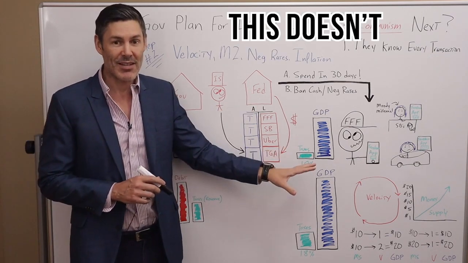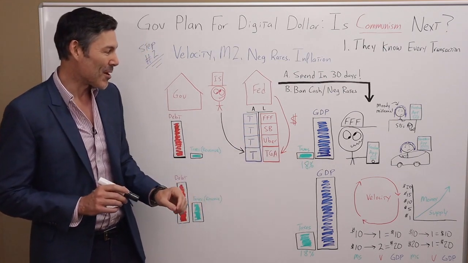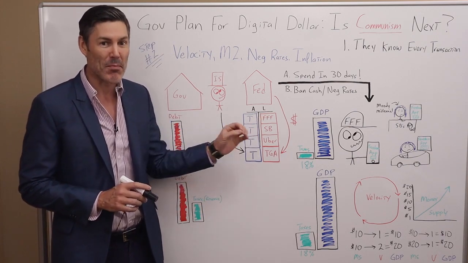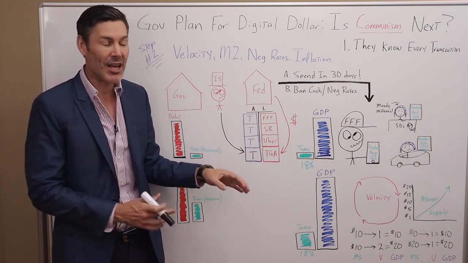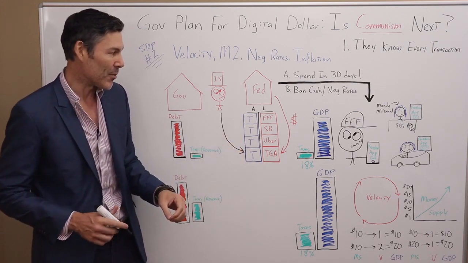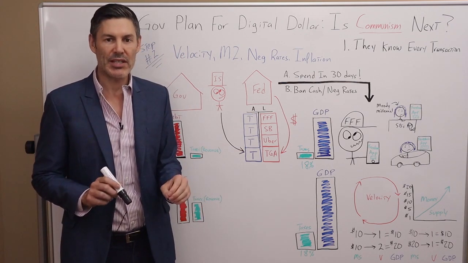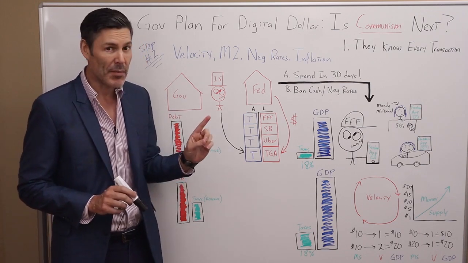It would be like a thermometer on the wall where they could just adjust it very easily. Of course, this doesn't account for the Eurodollar system, but that's a completely separate video. We'll just assume that this is a contained system. The dollar monetary system is contained within the domestic economy. We'll assume that for this video. So the bottom line is it would be much easier for them to control the money supply in the real economy. But let's think about velocity.